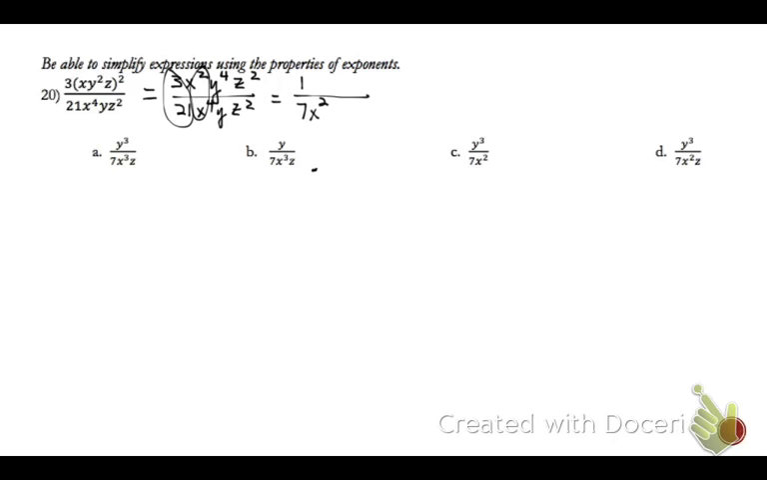Now with my y's, I have y to the fourth divided by y to the first. So I'm going to subtract, and my bigger exponent was up top, so I will have y cubed in my numerator. And then finally, anything divided by itself is 1. So this could just be written as y cubed over 7x squared.